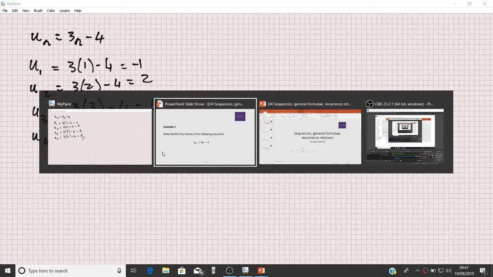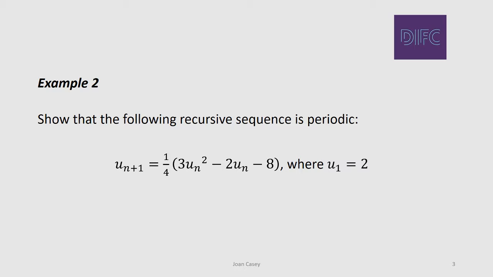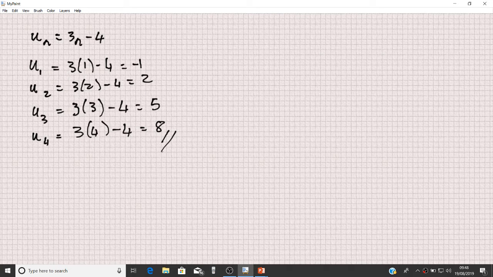The next example we'll take a look at is to show that the following recursive sequence is periodic. The sequence we are given is Un+1 equals 1 over 4, times 3Un squared minus 2Un minus 8, where U1 is equal to 2. So we'll take a look at that example.